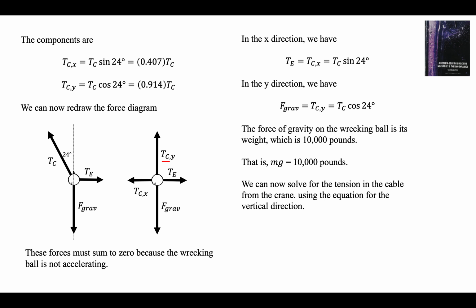So we can solve for the tension in the cable from the crane just from the vertical direction. There it is, and we get 10,950 pounds. So that's the tension in the cable. That's this guy right here. Now we can get the tension in the excavator cable by using the horizontal direction.